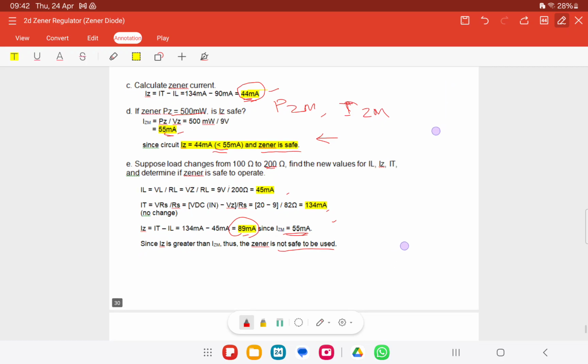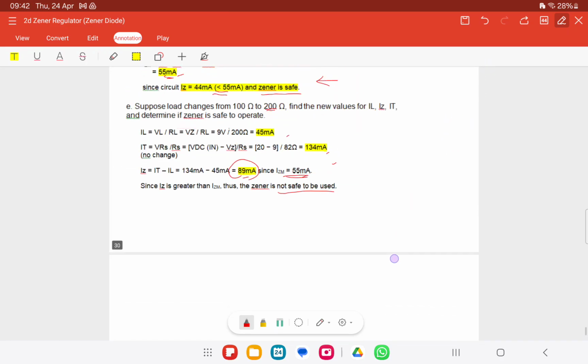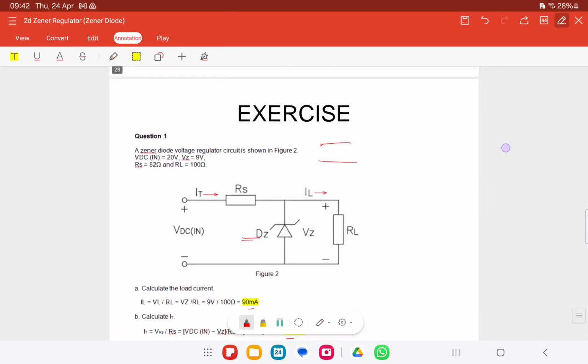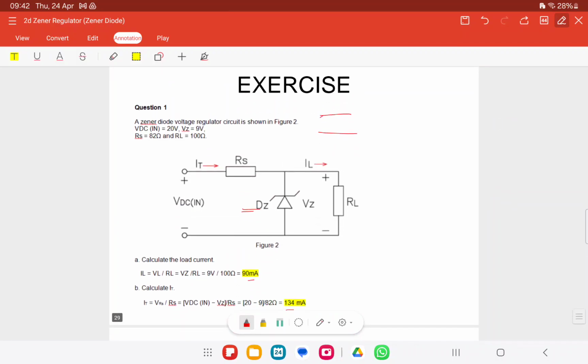Okay, ada soalan tak on the this one, on the Zener? Dia macam panjang, tapi if you jawab flow by flow according the steps tu, dia tak adalah susah sangat sebenarnya. Okay, any question?